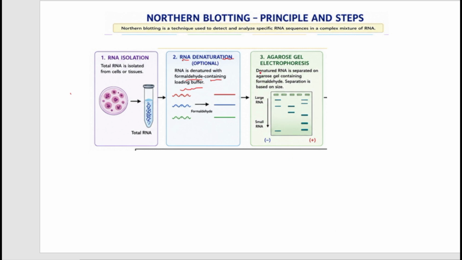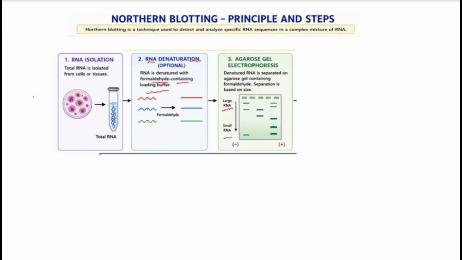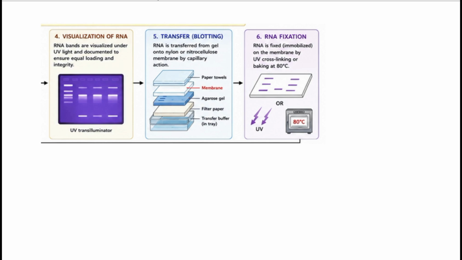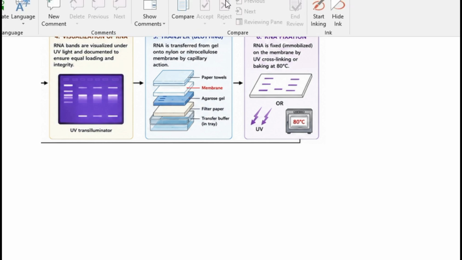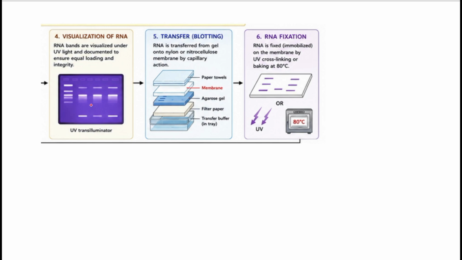Next, in the agarose gel, this denatured RNA will be separated according to the molecular weight. The large fragments of the RNA will be present in the upper region, and the small fragments will flow further and be present in the downward region. Next thing, visualization of RNA. We have to visualize whether these RNA molecules are present or not. Accordingly, we visualize this under UV light or in the UV transilluminator.